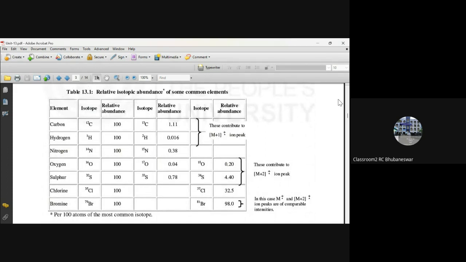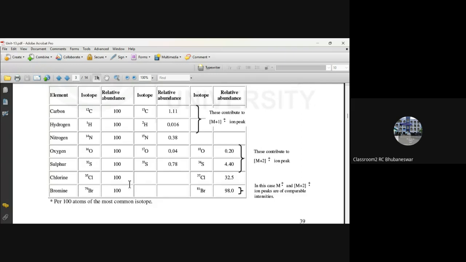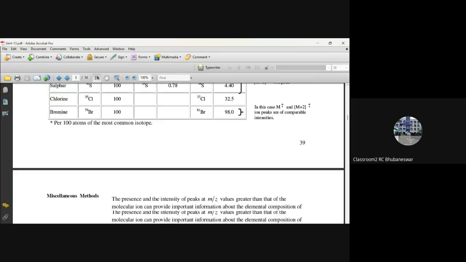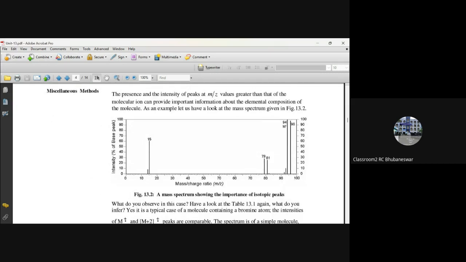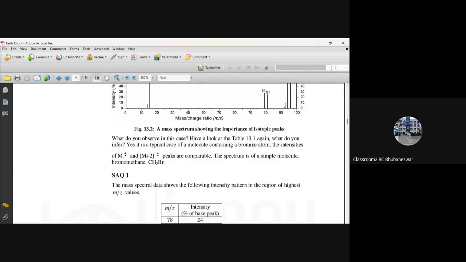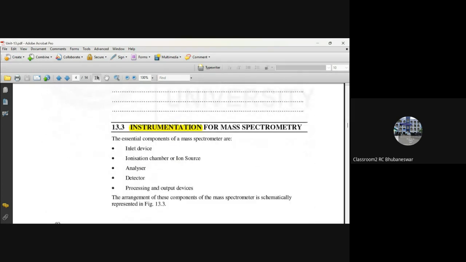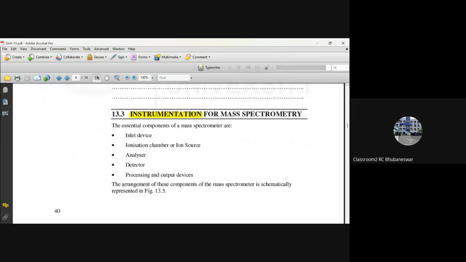Okay, so here the relative abundance is given, showing where you are getting the peaks for certain isotopic parts, and this is a spectrum showing the isotopic peaks. Okay, and coming to the instrumentation, there is one inlet device, then the ionization chamber or ion source, then the analyzer, then the detector, and the processing unit or the output device.